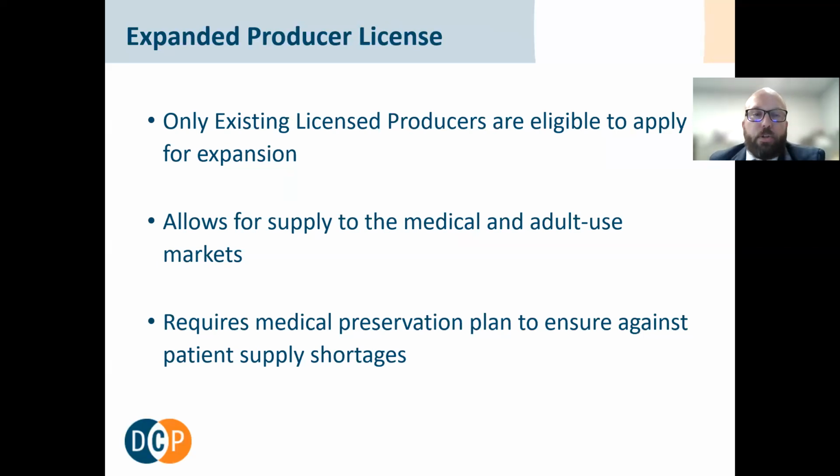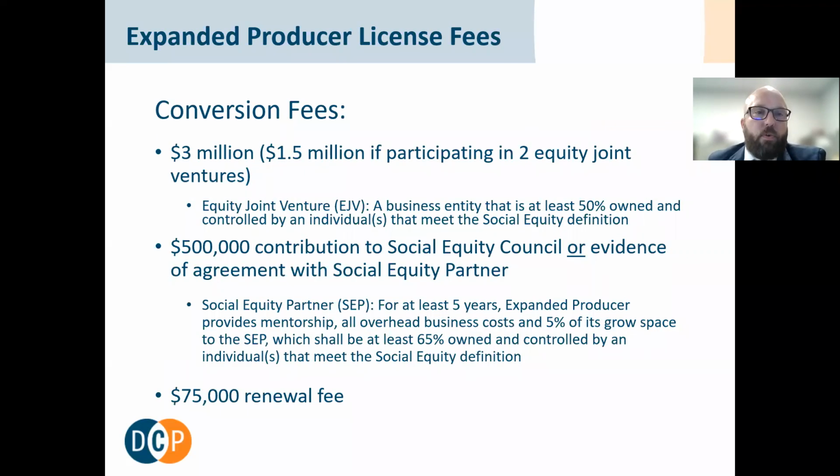For that expanded producer license, only the licensed producers are eligible. It allows them to serve both markets, and they have to have a medical preservation plan submitted to the department for approval. In order for those producers to expand, they have to pay a conversion fee of $3 million unless they are participating with two equity joint ventures, at which point the fee is reduced to $1.5 million. They also have to contribute $500,000 to the Social Equity Council, or they have to have evidence of an agreement with a social equity partner.